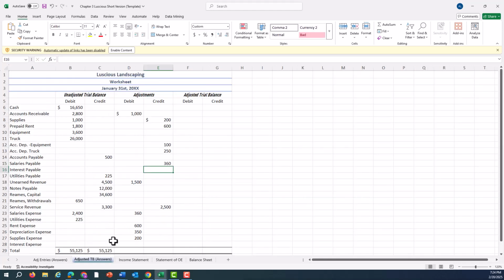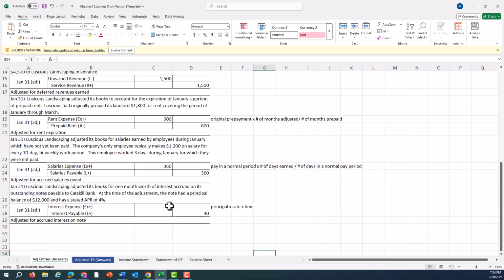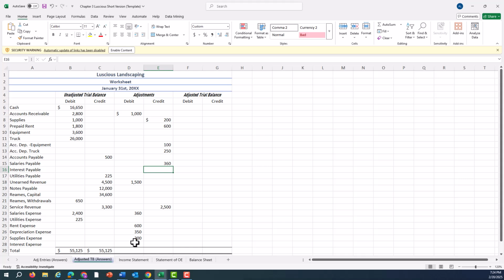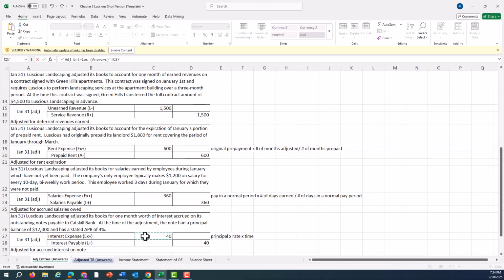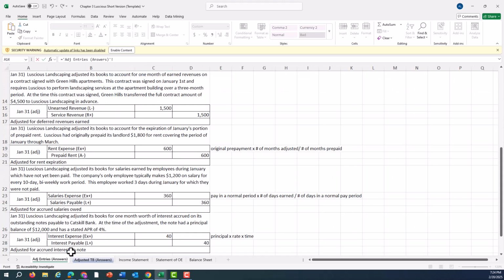There we go. And for our last adjusting entry, we had a $40 debit to interest expense and a $40 credit to interest payable. So interest expense needs a $40 debit, and the debit column of the adjustment section for the interest expense row equals that $40 debit. Enter and bring that over. And then we had a $40 credit to interest payable, so interest payable, credit column, interest payable row in the adjustment section.